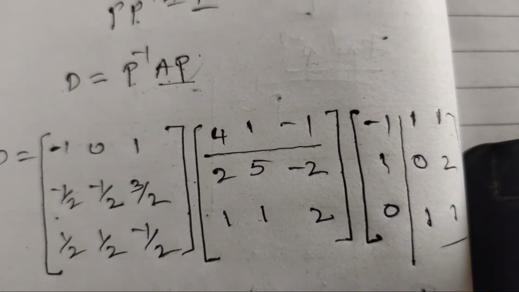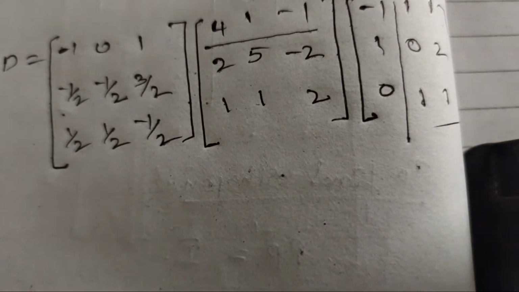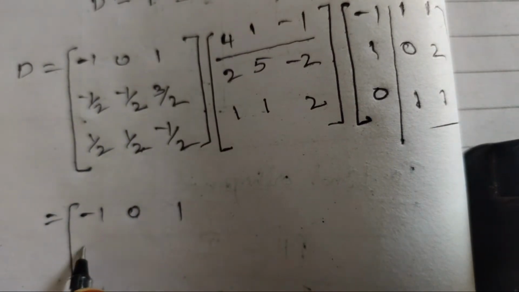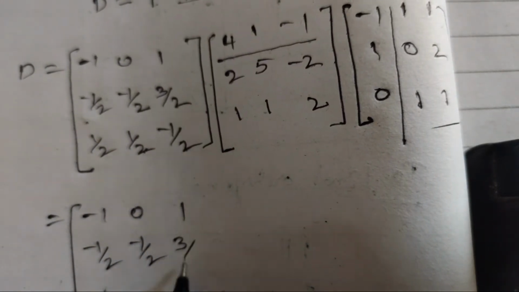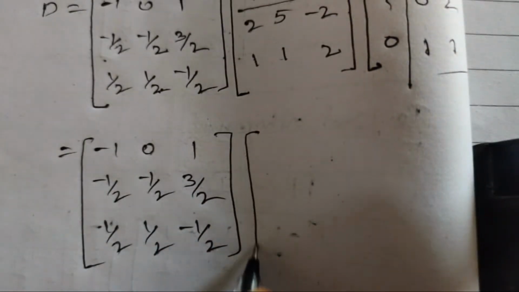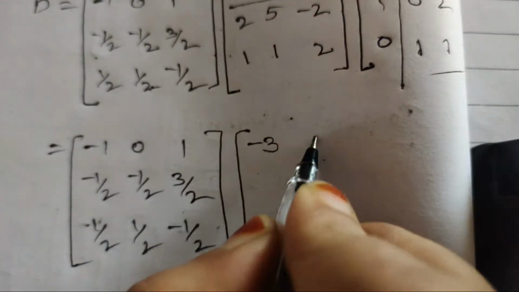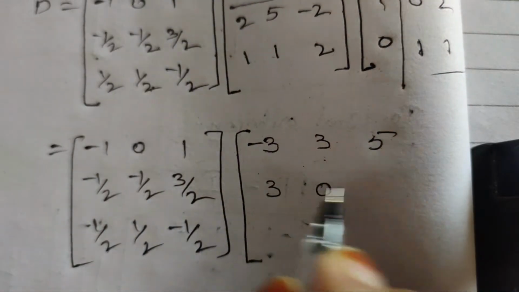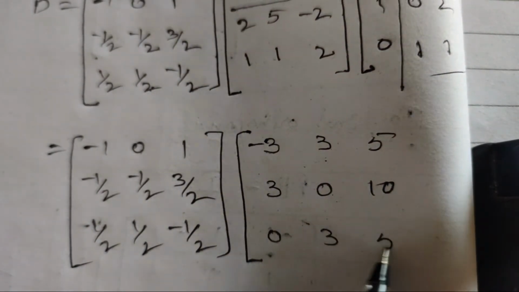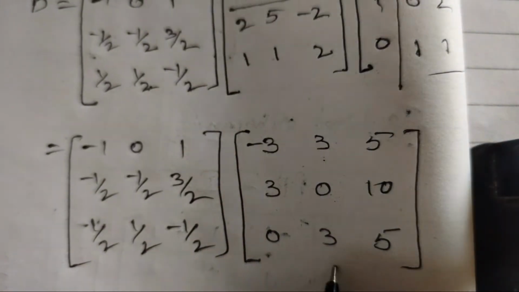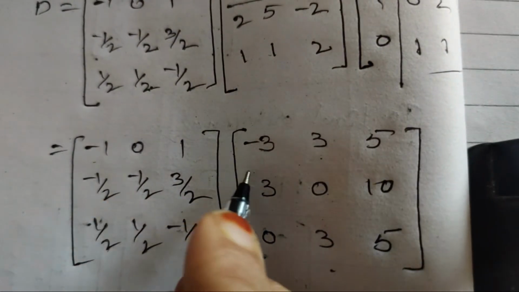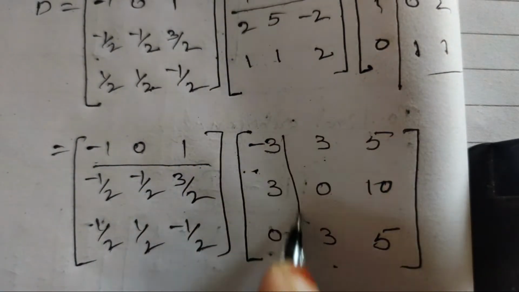Right. Next, first you are going to finish off the matrix multiplication with this. Rows into columns. When we do rows into columns, this matrix as it is you dump here: minus 1, 0, 1, minus 1 by 2, minus 1 by 2, 3 by 2, then 1 by 2, 1 by 2, minus 1 by 2. Next, when we do the matrix multiplication of these two matrices, we obtain minus 3, 3, 5, 3, 0, 10, then 0, 3, 5.